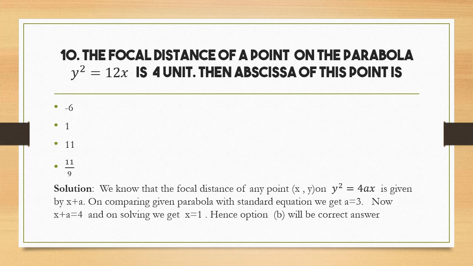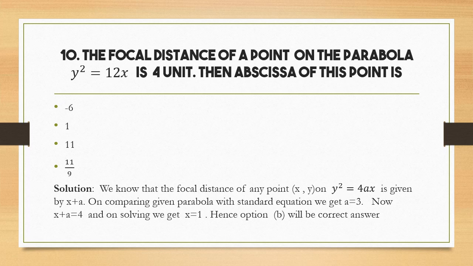But we know that when you compare y square equals 12x with y square equals 4ax, we get 12 equals 4a. Therefore 4a equals 12, a equals 3. Substitute this a equal to 3 in x plus a equals 4. We get x equals 4 minus 3, and 4 minus 3 is 1. They are in search of the abscissa of this point. Abscissa means the x-axis point, ordinate means the y-axis point.